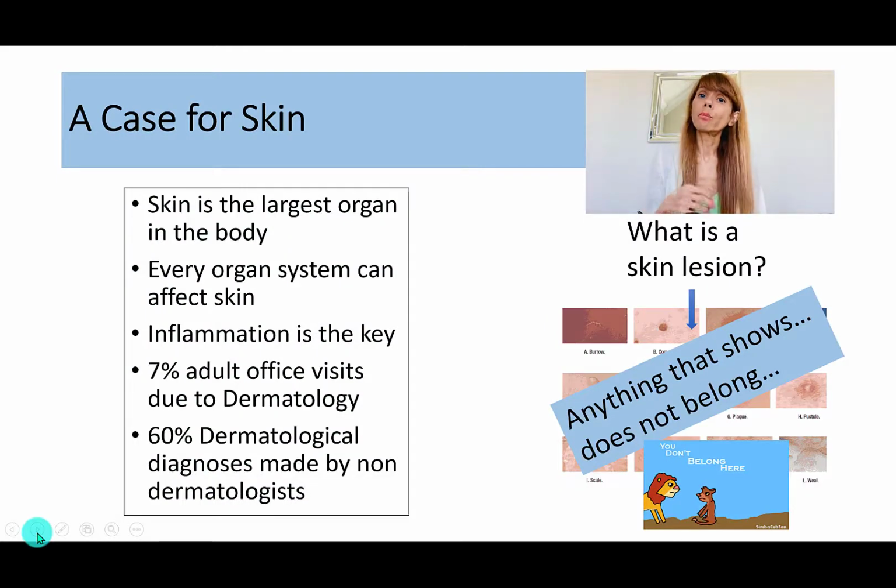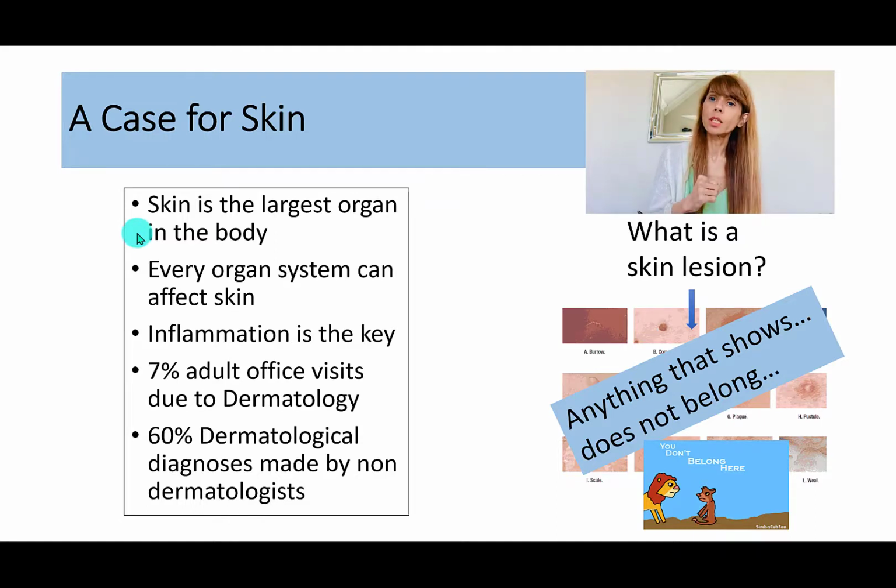So now I would like to make a case for skin. Skin is the largest organ in the body, so therefore it's big, and we have only one presentation for it. The next thing is that every organ system can manifest itself in skin, and I would challenge you to come up with an organ system that does not manifest itself in the skin. The next is that inflammation is the key. Most of the skin conditions are going to occur as a result of inflammation due to underlying conditions.